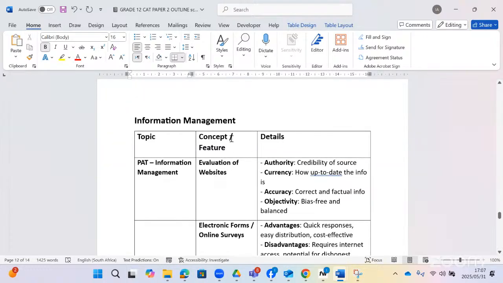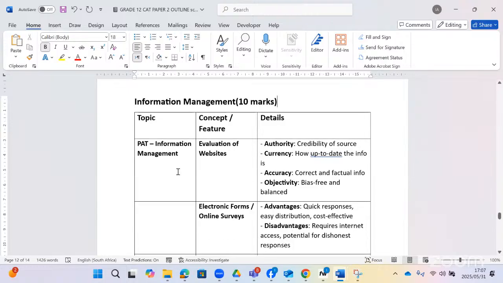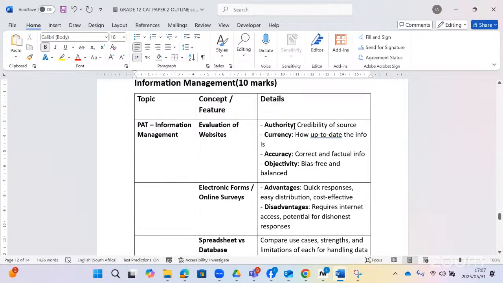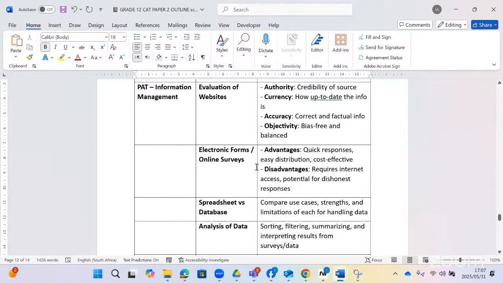And then the next one is information management. Information management only talks about PAT. So if you did the PAT properly, you should be able to answer these questions. Like I said, information management is just 10 marks. And then you must know how to evaluate a website: authority, checking the credibility of the source; currency, whether the information is updated; accuracy, the correct and factual info; objectivity, bias-free and balanced information; electronic forms, the advantages and disadvantages.